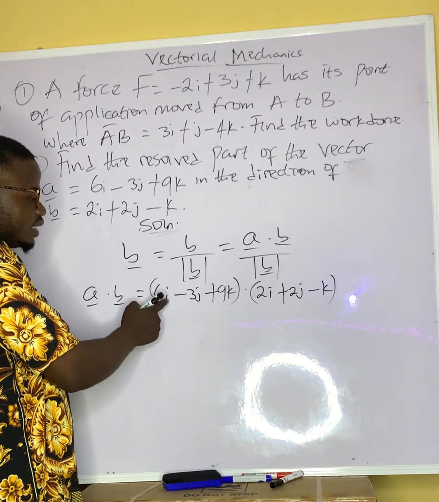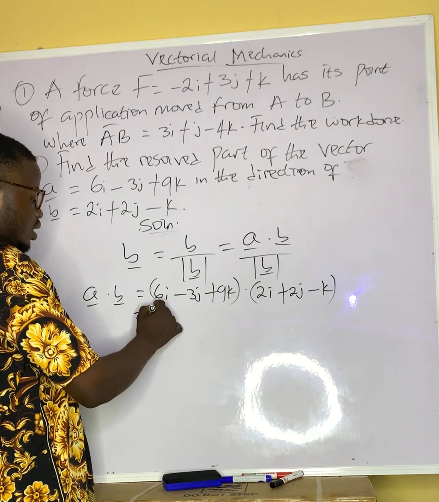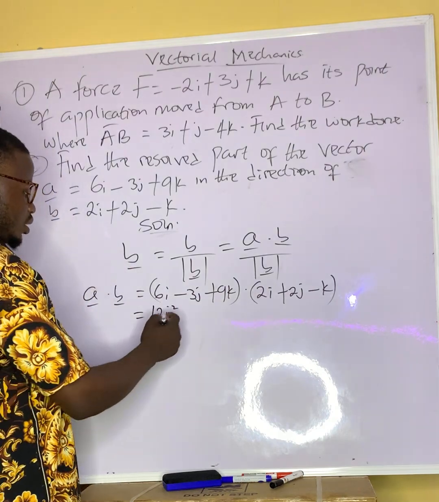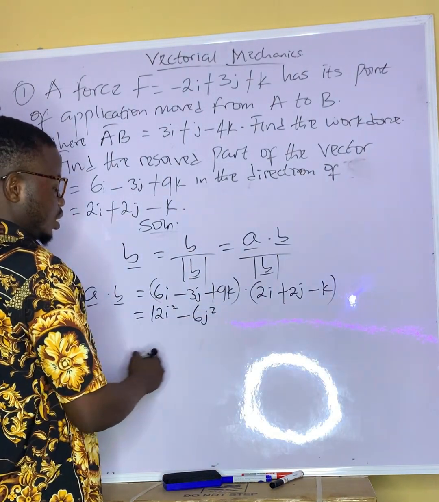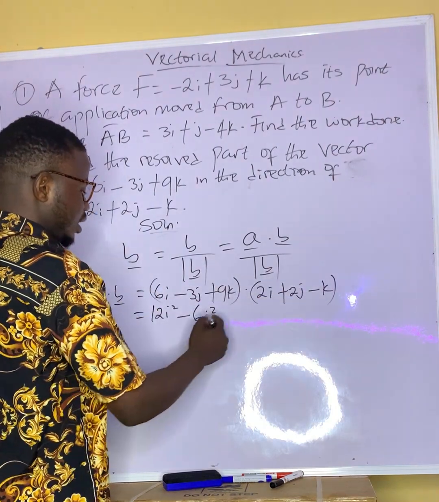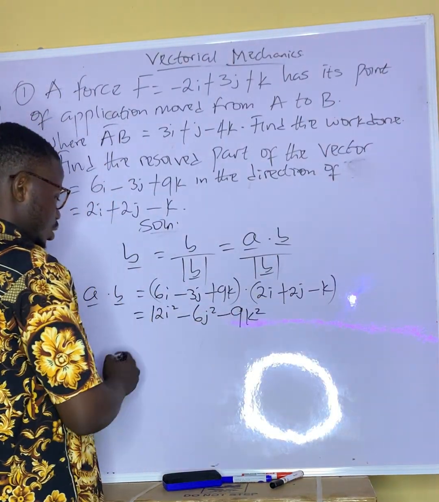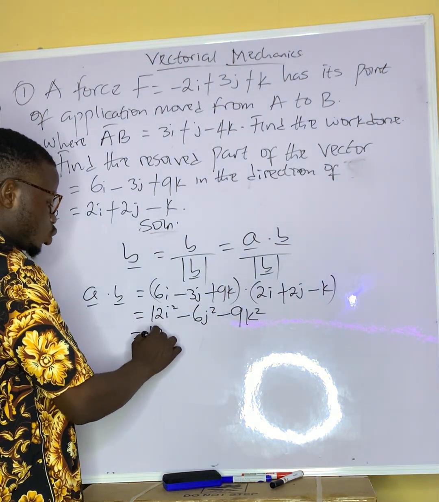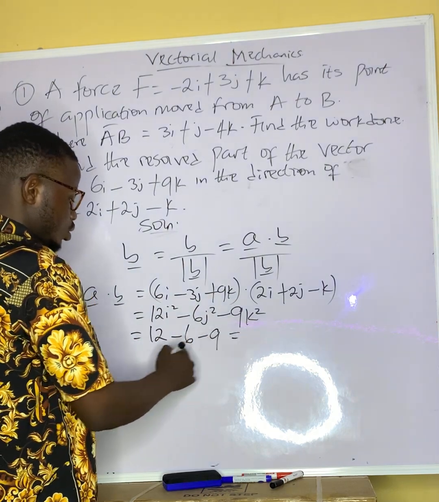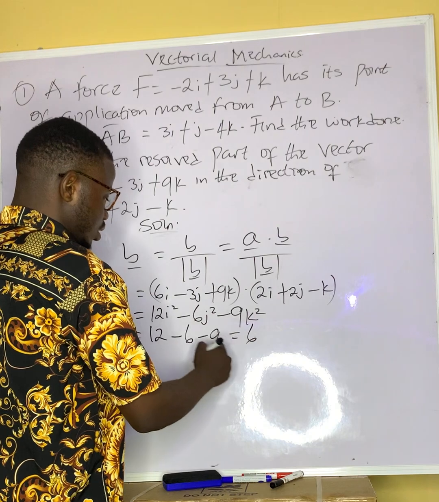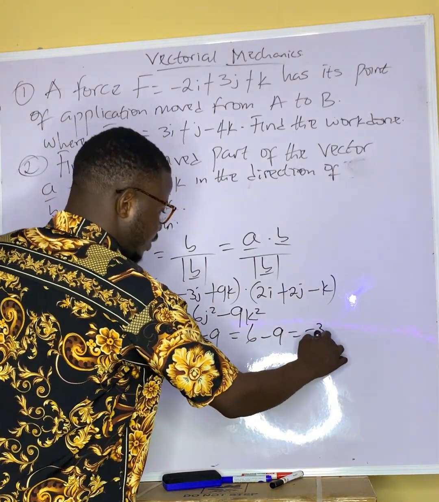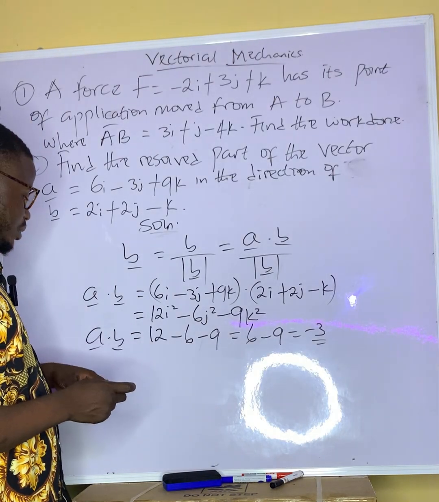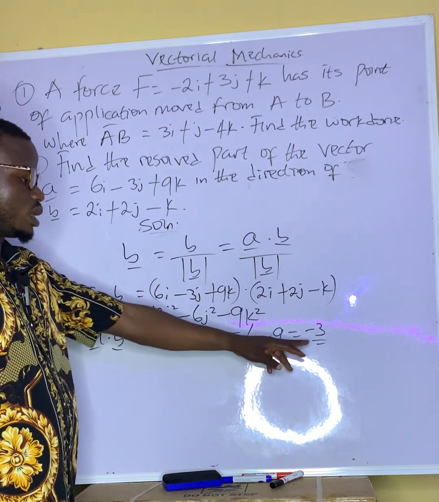Now from what we have here, 6i times 2i gives us 12i squared, minus 3j times 2j gives us minus 6j squared, plus 9k times minus k gives us minus 9k squared. Don't forget that the values of i squared, j squared, and k squared are equal to 1. So from here we have 12 minus 6 minus 9. 12 minus 6 gives us 6, minus 9 gives us negative 3. So this is the value of vector A dot vector B, the dot product of the two vectors, which is negative 3.